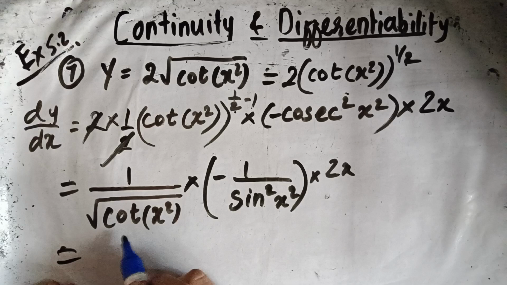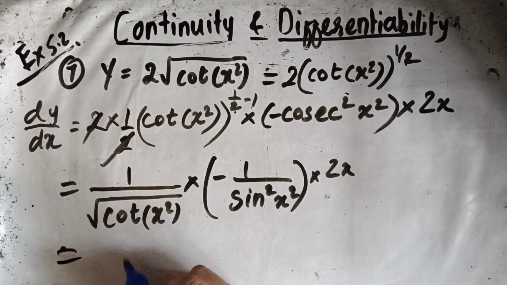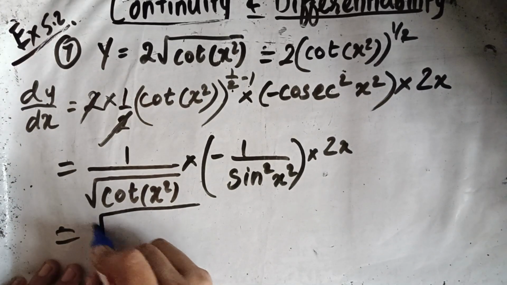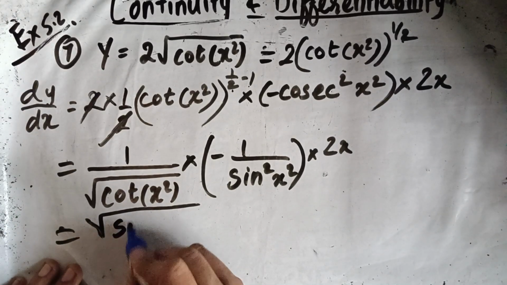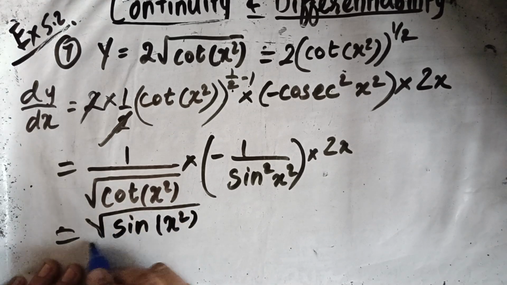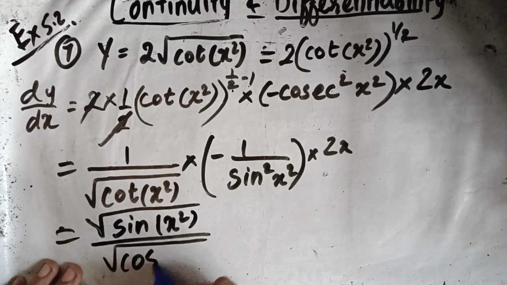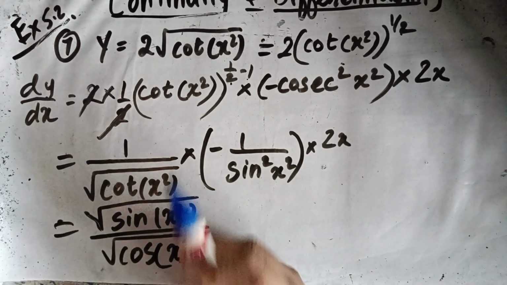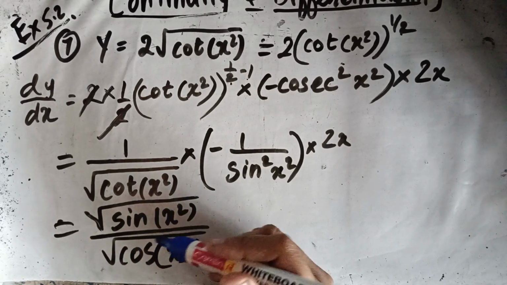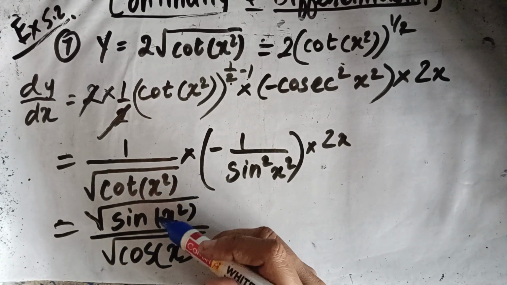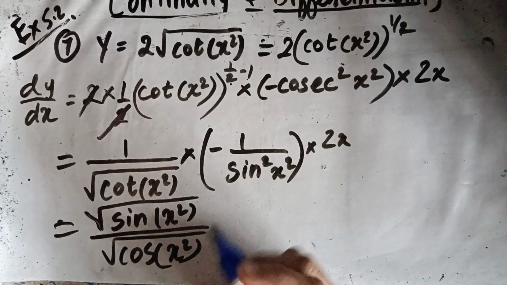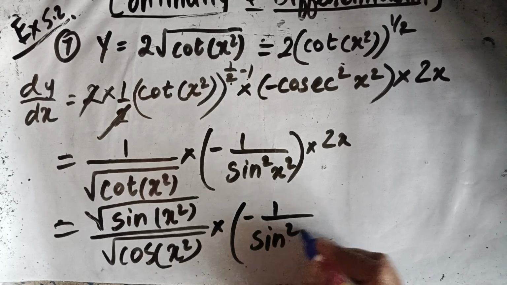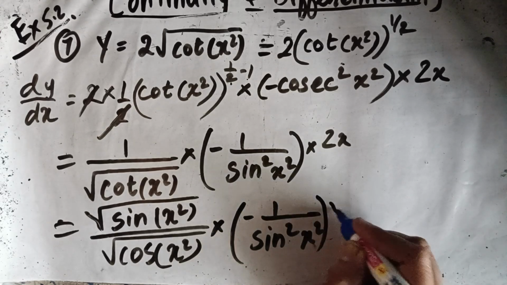You can write this as cot as cos upon sine. So this will be sine x square upon cos x square. So in place of cot you are putting cos upon sine. It is in the denominator. So after that substitution, you can take the sine in the numerator. And this is minus 1 upon sine square x square, into 2x.